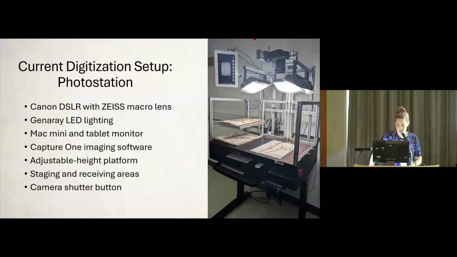Our current digitizing setup is what we call a photo station. This was designed and fabricated in-house and has been in use since about 2018. We have 5 of these photo stations in use now. And I'll link a publication in the final slide with the exact specifications for this setup, but it consists of a Canon camera hooked up to a Mac Mini, mounted above an adjustable height platform with staging areas for specimens and a large shutter button to operate the camera.